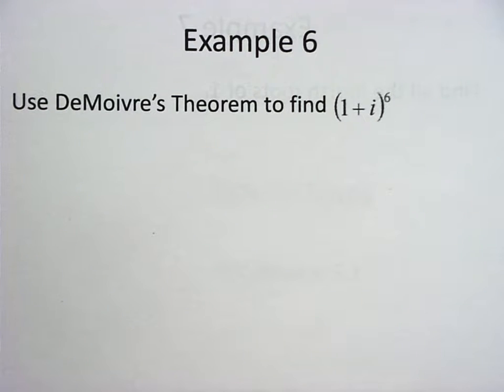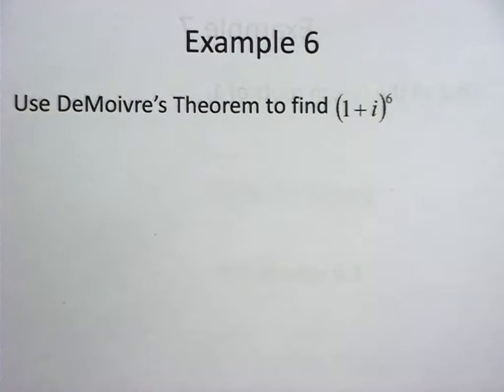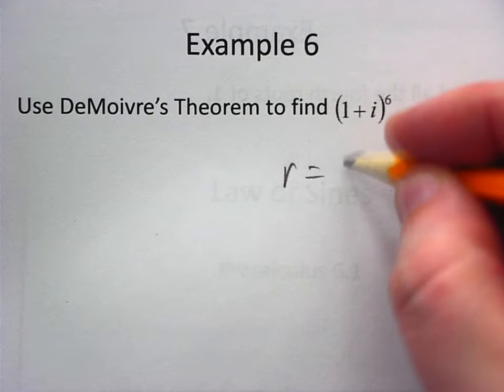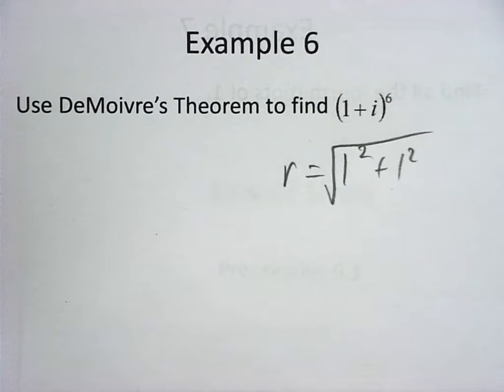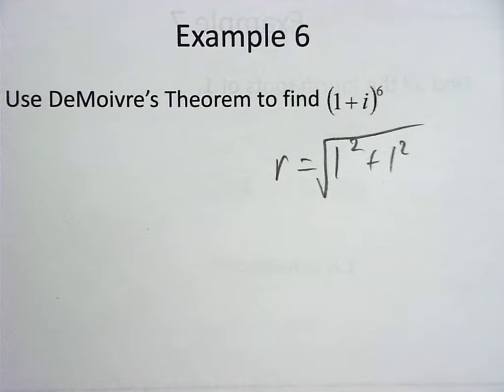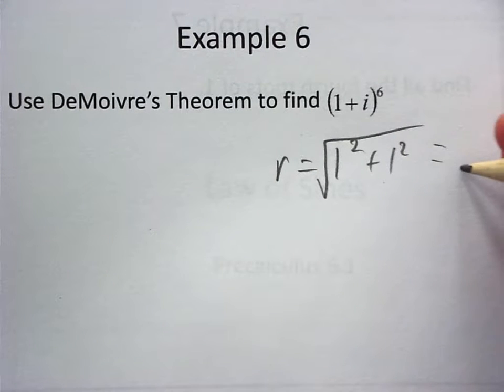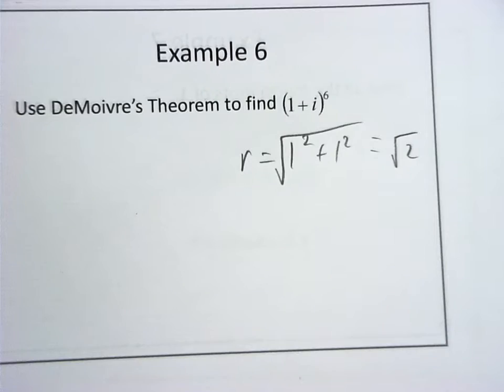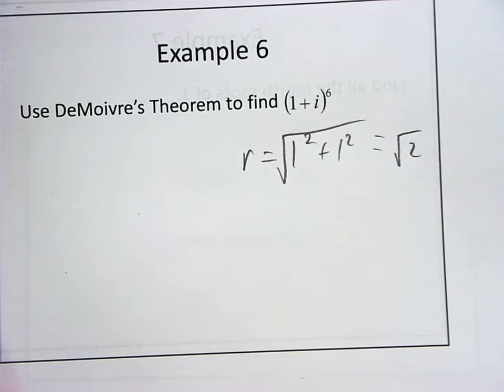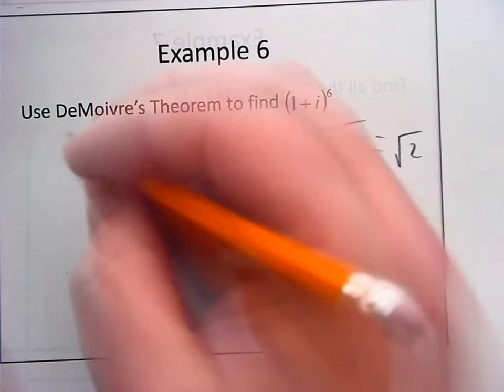Because if I change this to trig form, well, first off, how would I? Ignoring the 6th power for the moment, you find the radius first by taking the real component and the imaginary component, and you get the square root of 2. What's the other thing I need? The magnitude, that is the magnitude. Oh, theta, the angle.